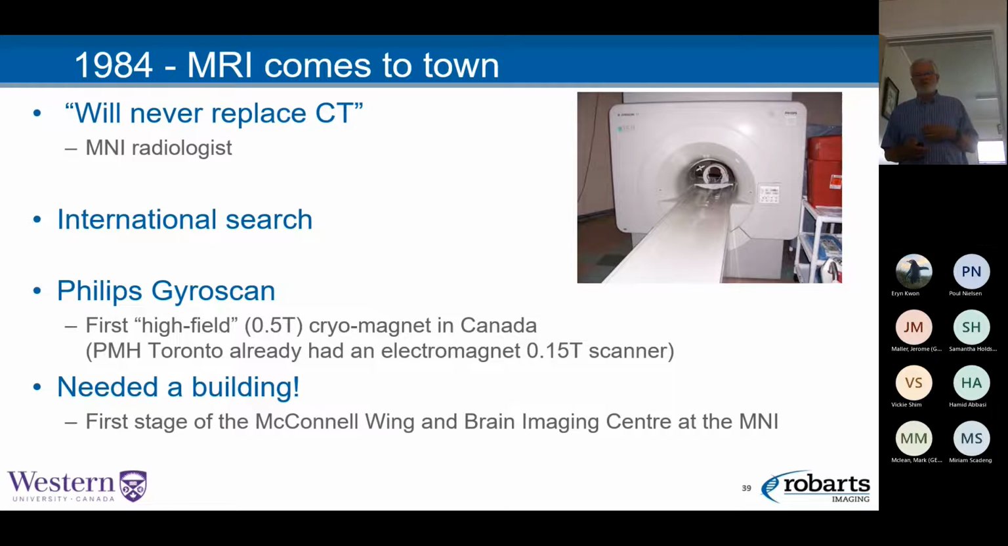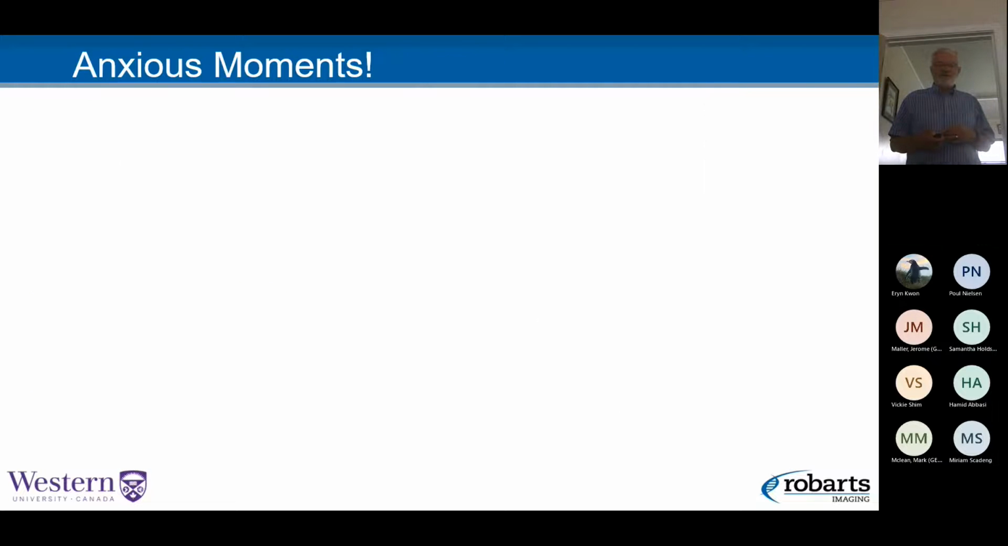And we ended up with a Philips MRI scanner. It was a so-called high field machine. High field was 0.5 Tesla at the time, but it was the first cryomagnet in Canada. And with the new MR scanner, we needed a new building. So I got involved in the planning of all of the infrastructure for the new MR scanner in Montreal.